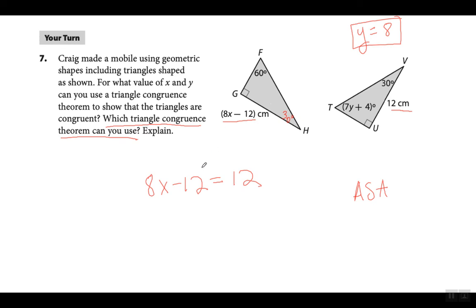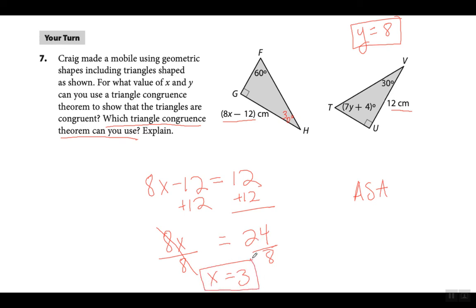Wow, this one has weird numbers because we're now, oh, never mind. Forget I said that. All right, I'm going to add 12 over here and I'm going to get 24 equals 8x. Now divide both sides by 8 and x equals 3.